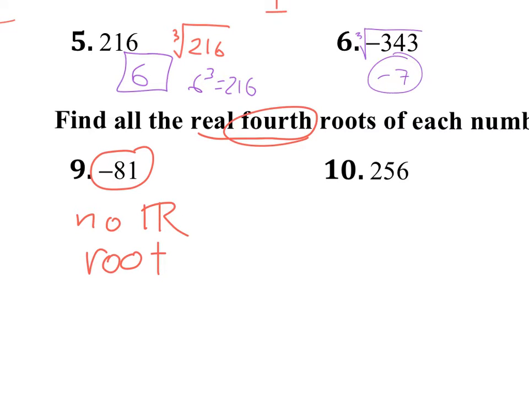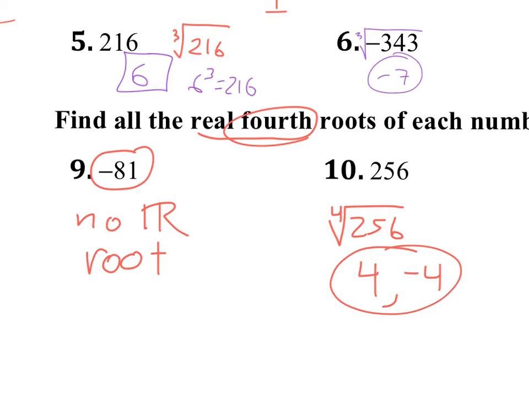Sure. Let me attack number 10 first here. So the fourth root looks like this. This is how we write it, of 256. If you want to plug that into your calculator, you may. But that's also something we can do in our heads, 4 times 4 times 4 times 4. So the principal root is 4, and its opposite is the secondary root.